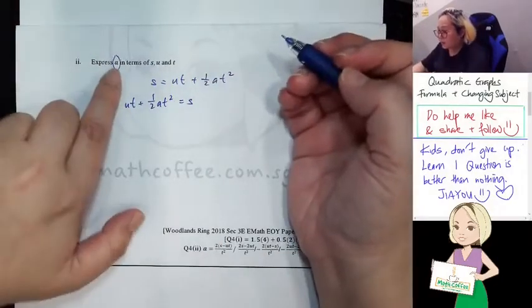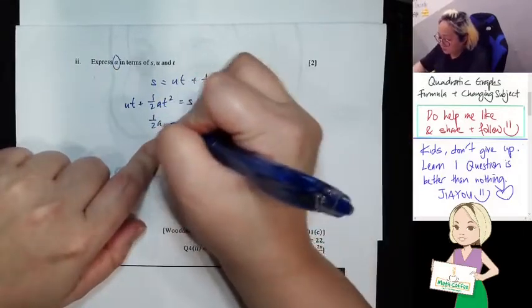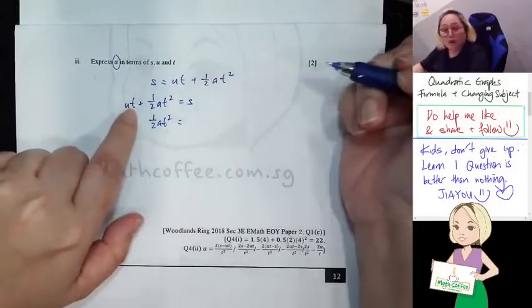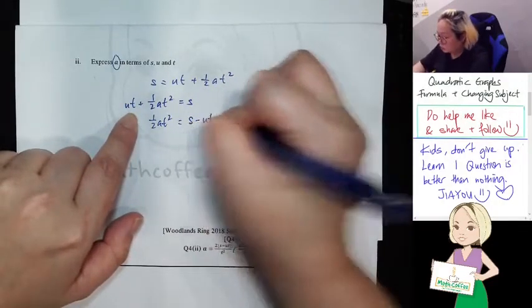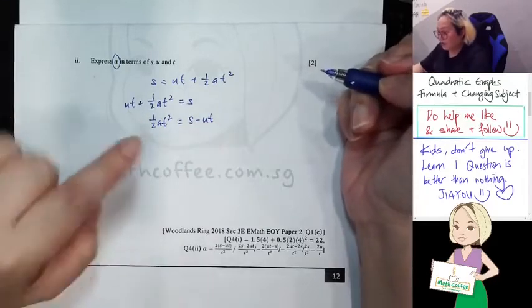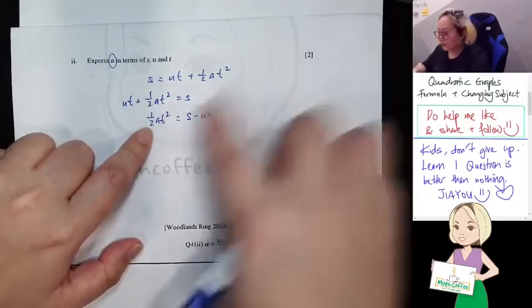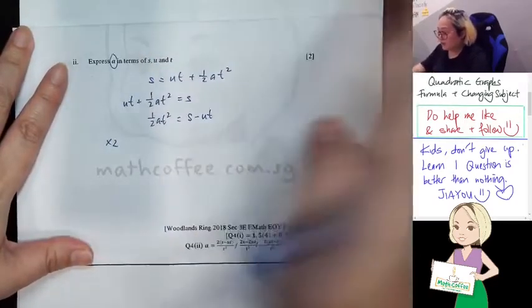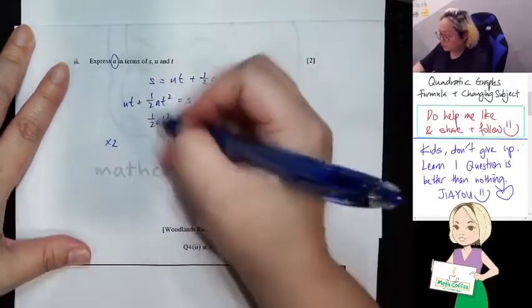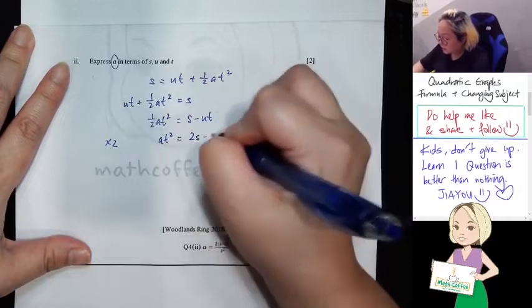Then I want to keep a the subject, so I'm going to keep this on my left hand side. No need to touch it first. I'm going to bring my ut to the right hand side, so it becomes s minus ut. Now this very disgusting half is here, right? Because it's an equation, I can times 2 throughout. Half times 2 gives me 1. So now it becomes at squared equals 2s minus 2ut.